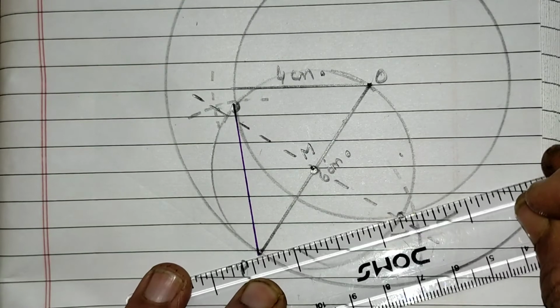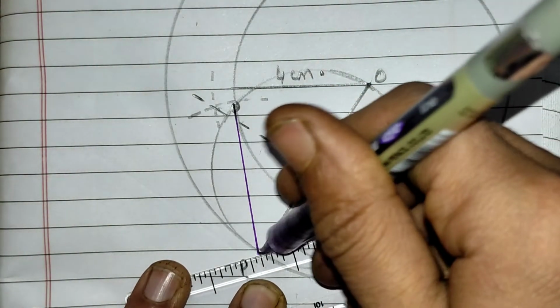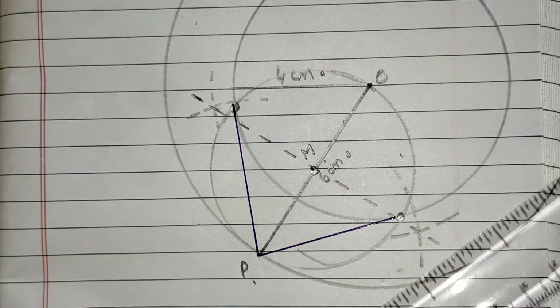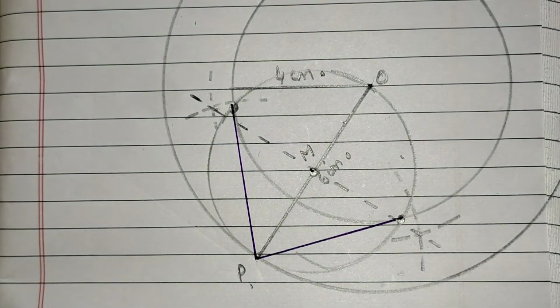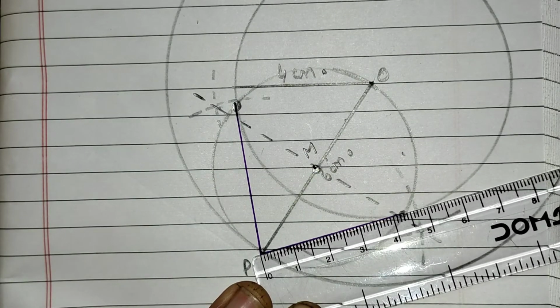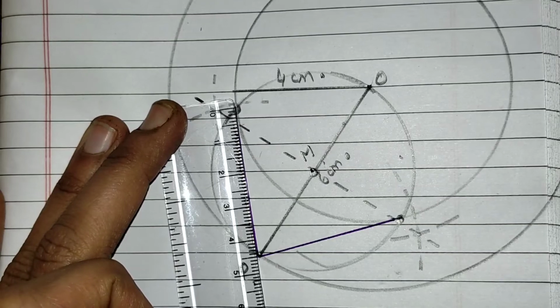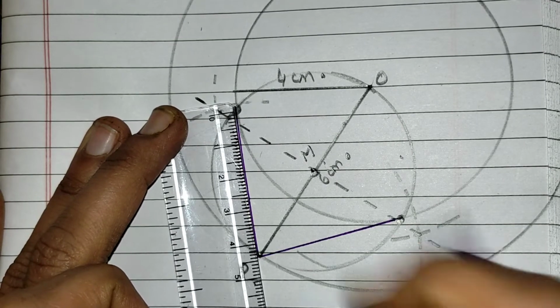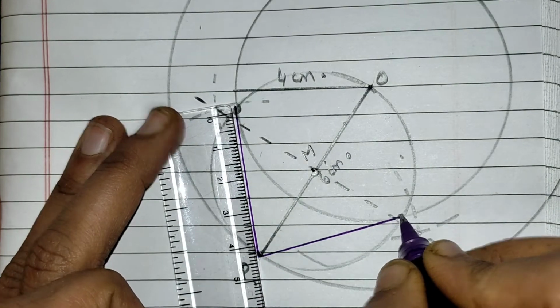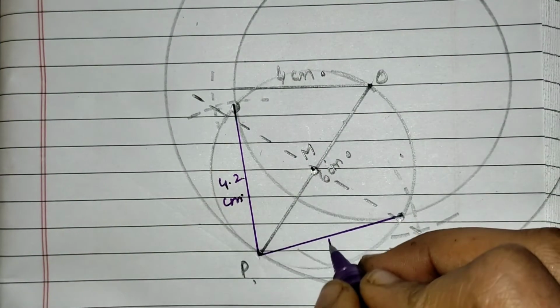So what is the next step? Next you have to measure these tangents also. So how are you going to measure them? Measure them; these 2 tangents should be equal in length, right? So see, these are coming equal in length. This is 4.2 and this is also 4.2 centimeter.